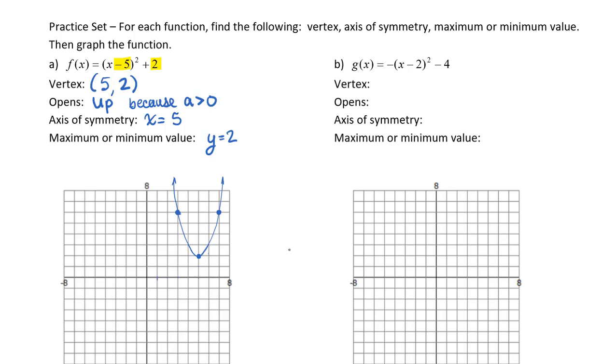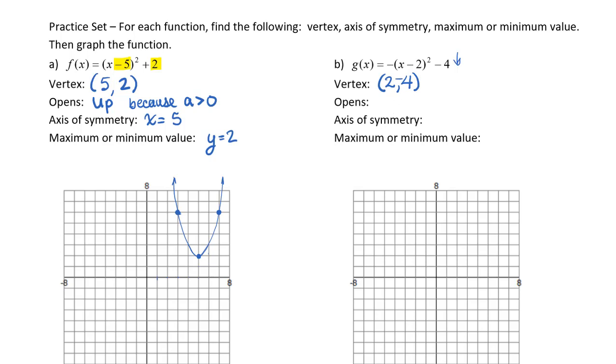Next, I have g of x is equal to negative the quantity x minus 2 squared minus 4. The vertex, we know, is the opposite of h, so 2, and the shift up or down. In this case, it's been shifted down 4. So negative 4 is the vertex coordinate point.